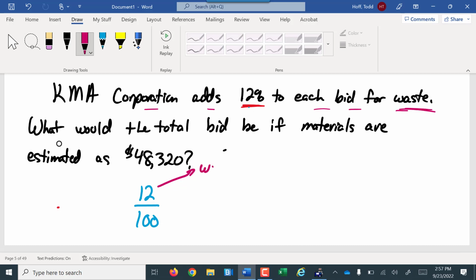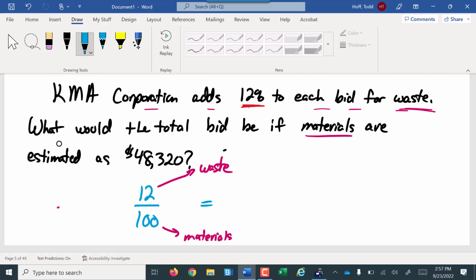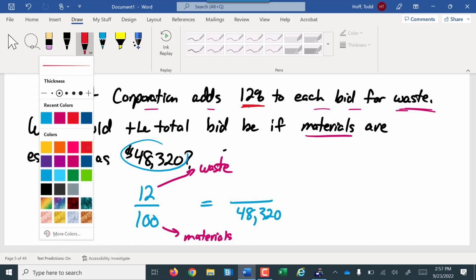The waste. And that waste is calculated off of the materials cost. So the 100 represents the materials. On the other side, do we have the materials or do we have the waste? The materials. So that goes on bottom. So what's our calculation going to be?